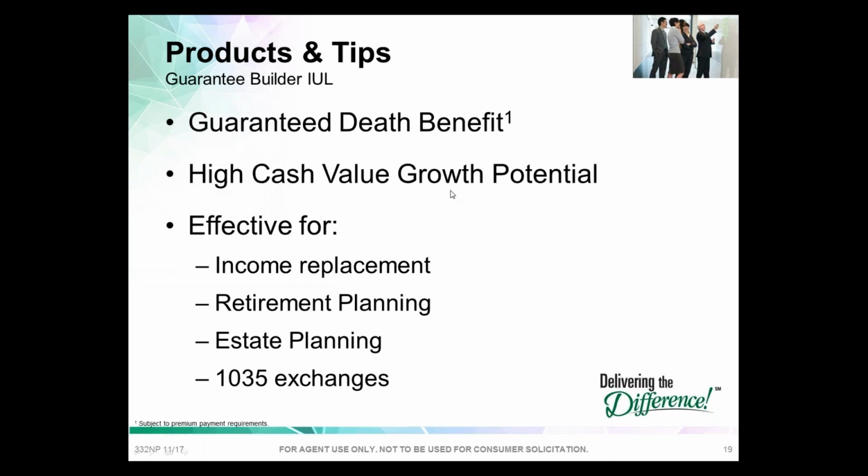This product can also work well. Remember I said the builder would not work well for moderate or low funding. The guarantee builder would also work well for moderate or low funding. So if they don't want to fund it to the maximum level, then you might want to look at the guarantee builder. This is an effective product for income replacement. Again, you've got that death benefit protection, but if I need it for something else, I've got some cash value. If I don't need it, I can always leave it as a death benefit, sort of a guaranteed death benefit for legacy building. And in that regard, it works well for retirement planning as well.